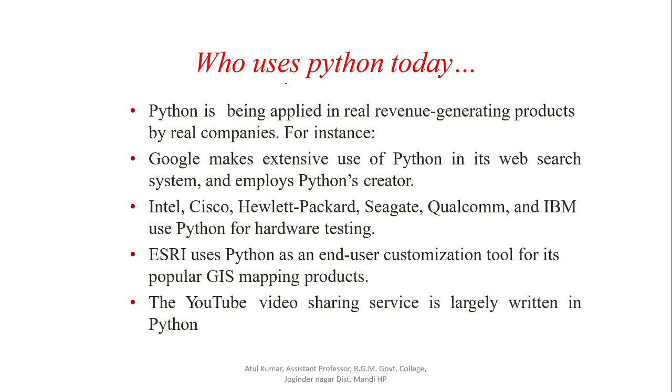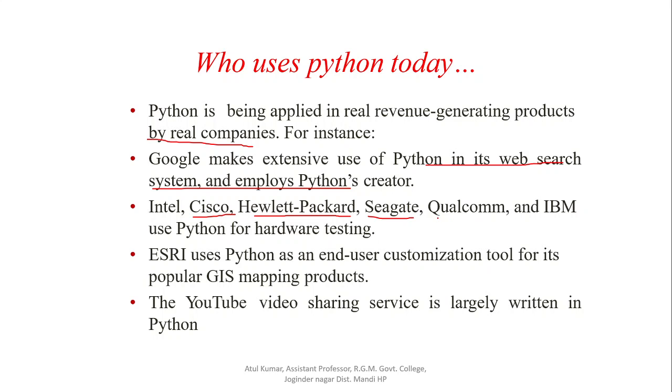So who uses Python today? Python is being applied in real revenue generating products by many large companies. For example, Google makes extensive use of Python in its web search system and employs the Python creator. Intel, a very popular hardware processor company. Cisco, a networking manufacturer company. Hewlett Packard is also a very popular hardware company. Seagate, you can watch different kinds of hard disks made by Seagate.